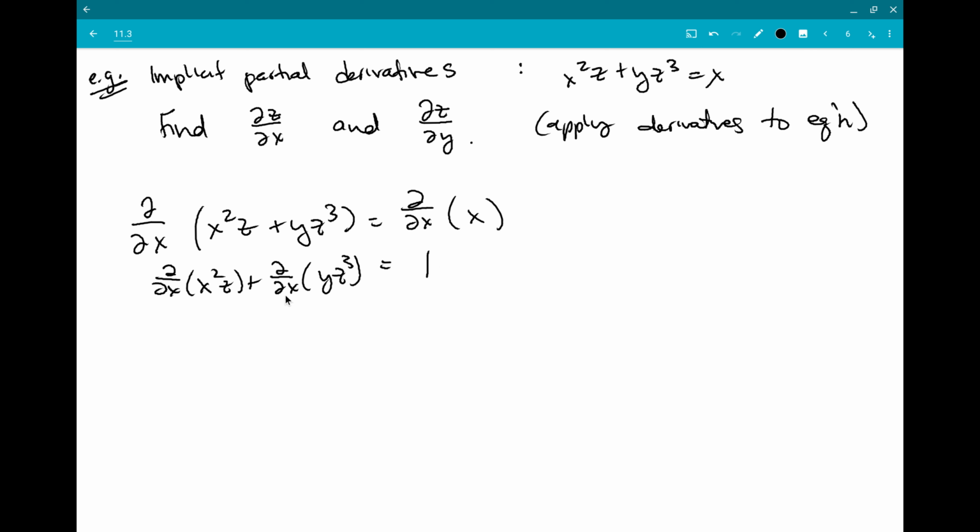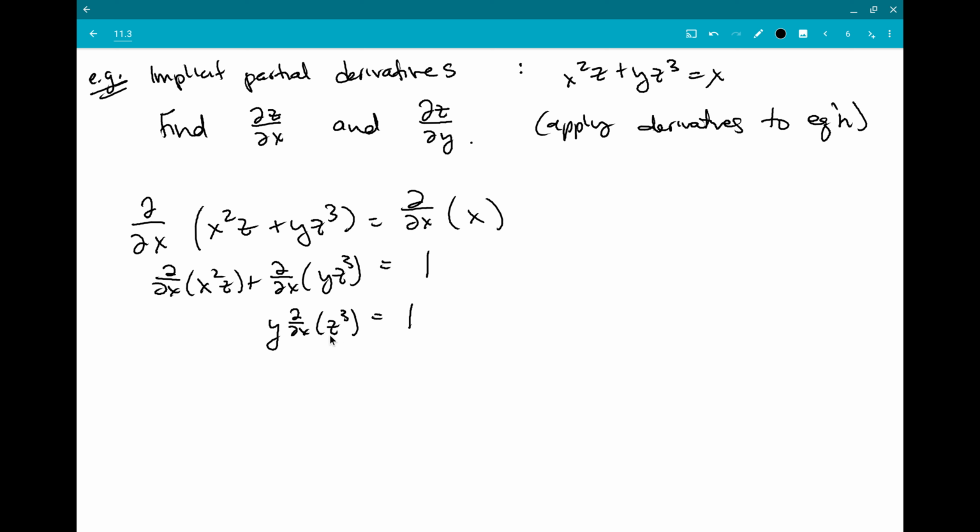And then, let's see, d dx of yz cubed. That part's going to be a little easier for me than this part. So I'm going to go ahead and say, okay, this is basically the same as 7z cubed to me when I'm thinking about x, because y is basically a number. So y could kind of come outside that derivative. And then I'm just taking the derivative with respect to x of z cubed.